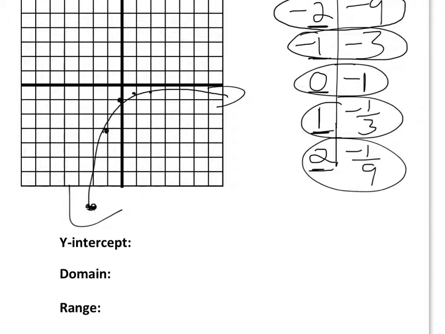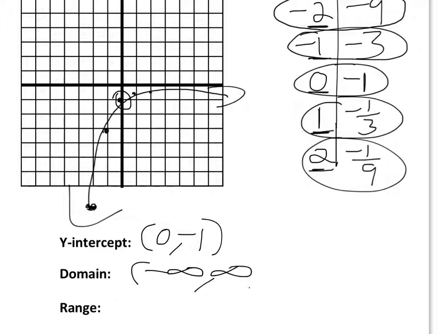Y-intercept we can see is just this point right there, which is 0, -1. Domain's always -infinity to +infinity. And the range, again, the range is the y values. This whole curve is below the x-axis, so all these y values are negative. You can still even see it on the xy chart. All these y values are negative. So this goes down to -infinity and gets closer and closer to 0. So we got -infinity to 0, parentheses.